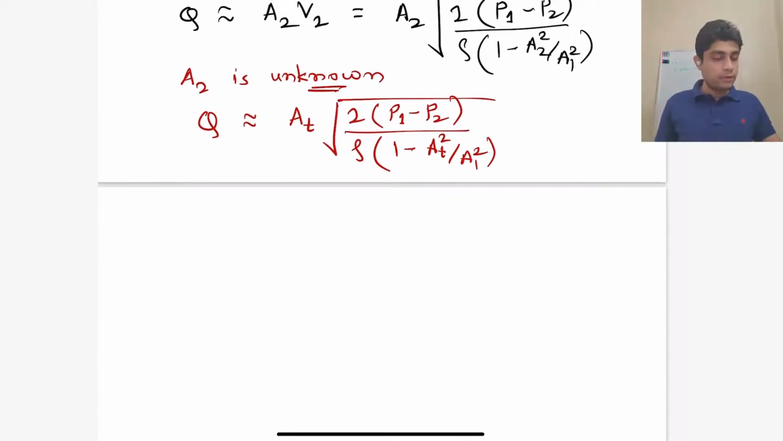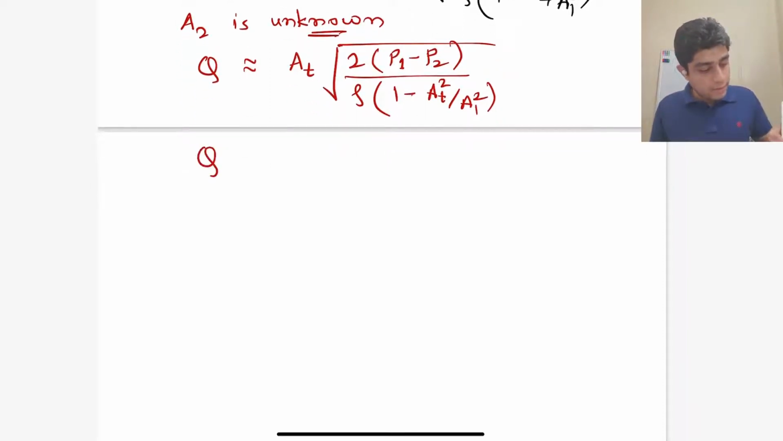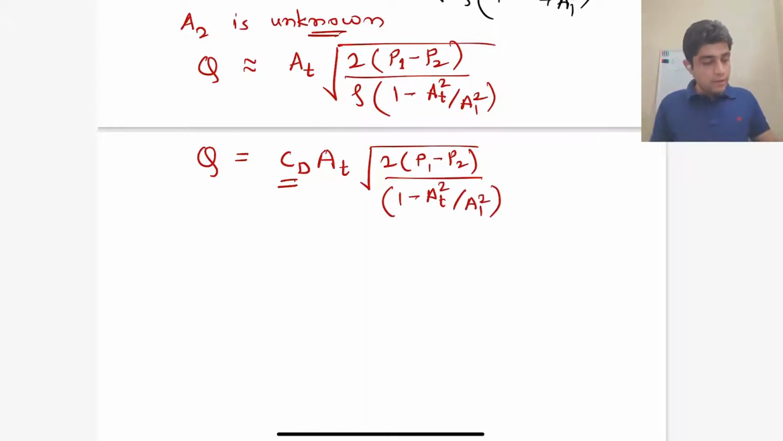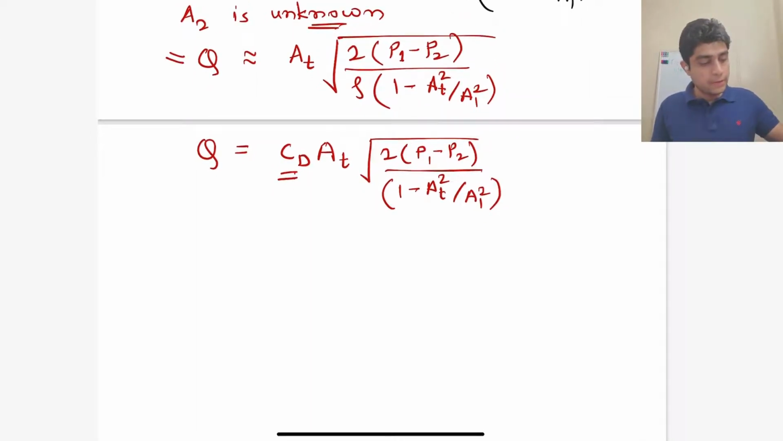Since we have used so many approximations, to get the exact correct value of the flow rate we need to correct this above expression by introducing a pre-multiplier, which is called the discharge coefficient, and denoted by C subscript D. So the first expression is basically an approximate flow rate, but we have corrected it using this coefficient of discharge, and this is the exact flow rate now.